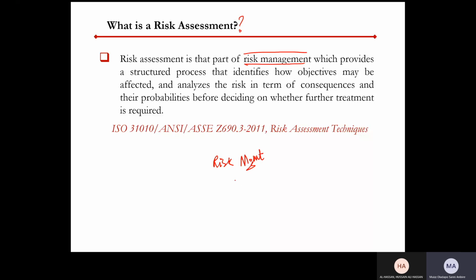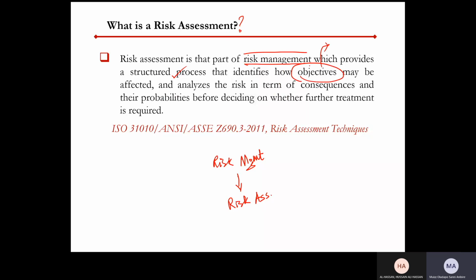And under that, you have risk assessment, okay? It's the part which provides a structured, systematic process that identifies how objectives may be affected. Now, this depends on what you call your objectives, because risk assessment here is coming from a general perspective, not just from the perspective of safety. Objectives means your goals, okay? So how could these be affected?